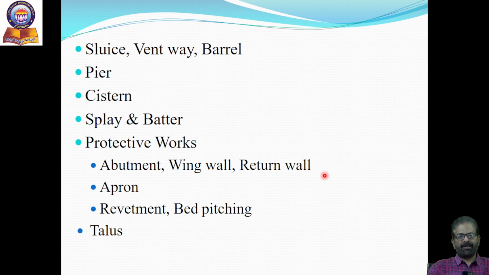Similarly, revetments, bed pitching and talus, these are all similar in nature. They are related to stone masonry.